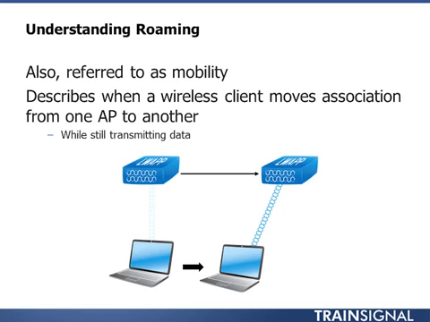Where you'll notice the disruption in service is with real-time applications like voice and real-time video. If it takes too long to re-establish the connection and start sending data, I'm going to notice some jitter. Now remember, when you roam between access points, they must have the same SSID. So when we talk about roaming, we're talking about moving between two access points, keeping the same SSID.